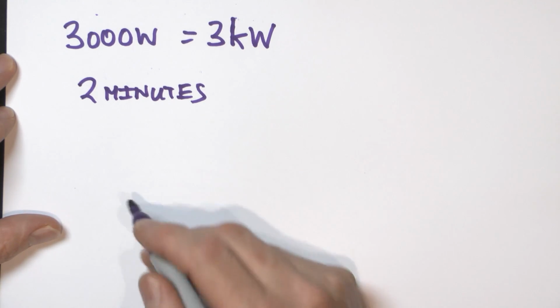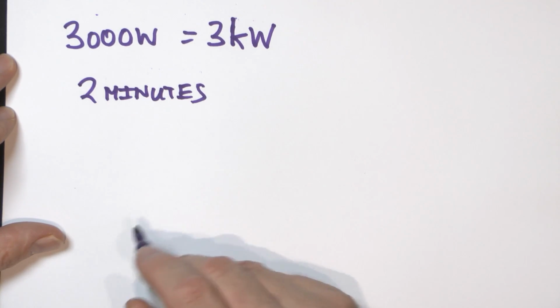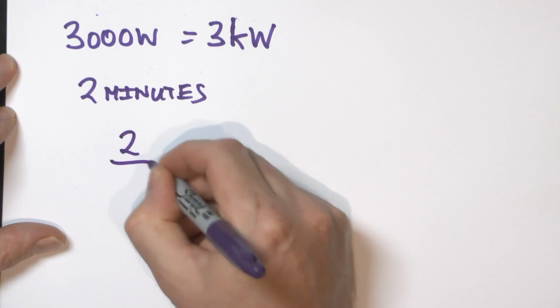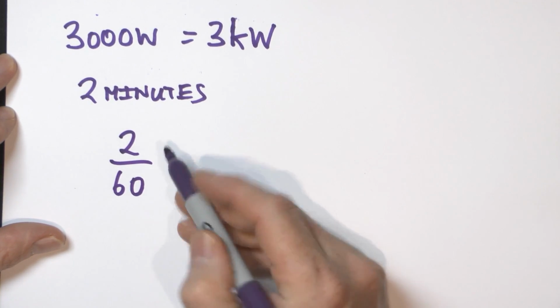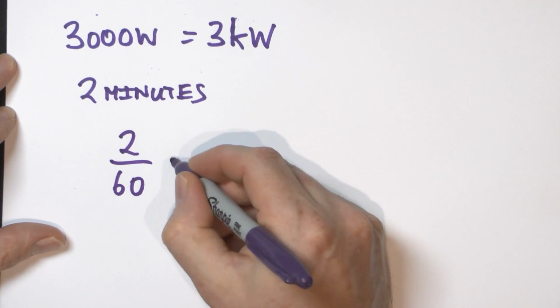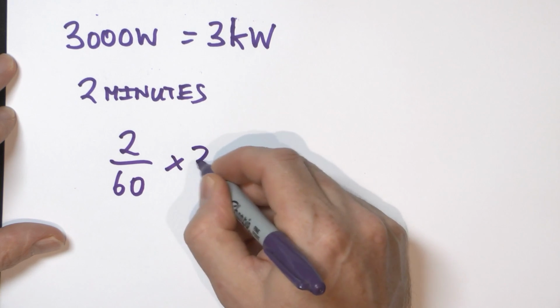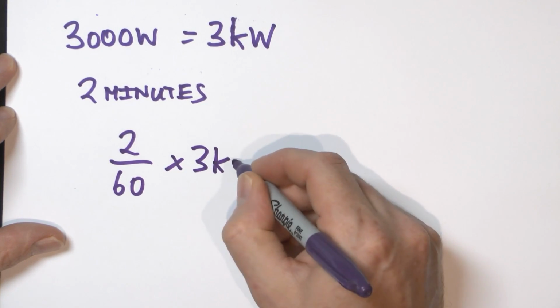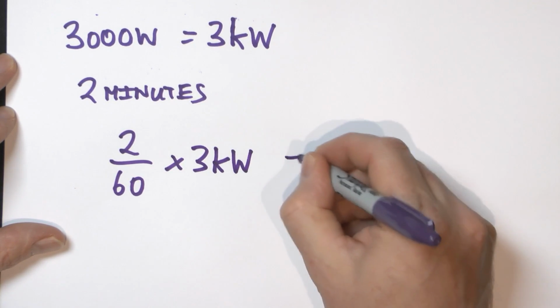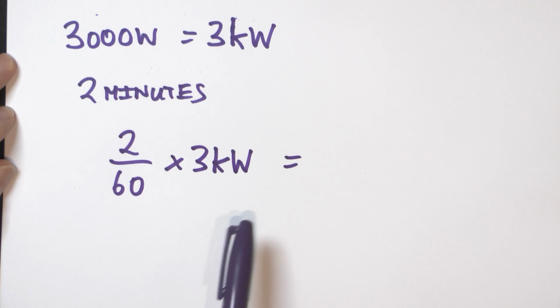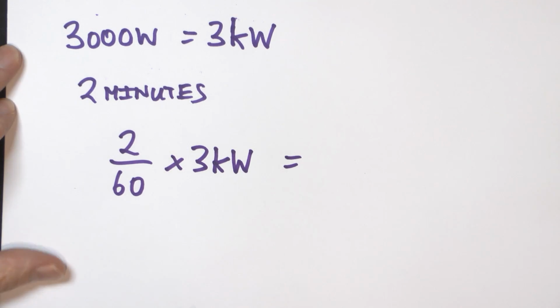Quite easy to do. There's 60 minutes in an hour. So 2 minutes is 2 divided by 60, 2 minutes out of 60. And again, we're going to multiply that by the 3 kilowatts, and then that will give us the total amount in kilowatt hours. Now this is very straightforward.